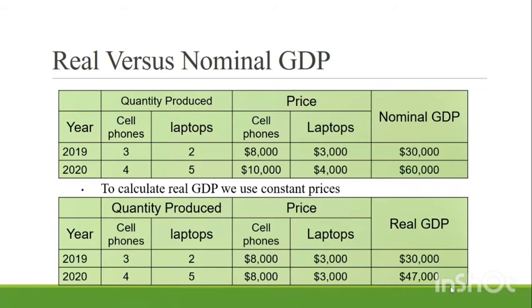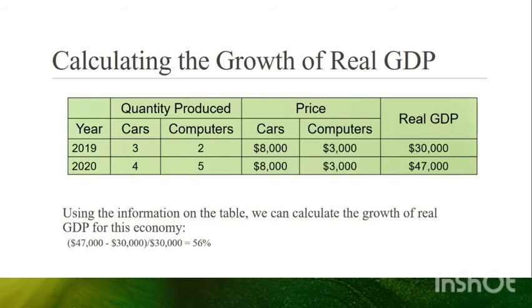As we did in the previous table, there was an increase from 30 to 60,000, while in the second table it has increased from 30 to 47,000. So the $13,000 difference was because of the increase in the price level. And the real increase in the GDP is from 30 to $47,000, and this increase shows the increase in the level of output or production. Now we come to the part of the calculation of the growth of real GDP. By using the information in the table, we can calculate the growth of real GDP for the economy with the following formula.